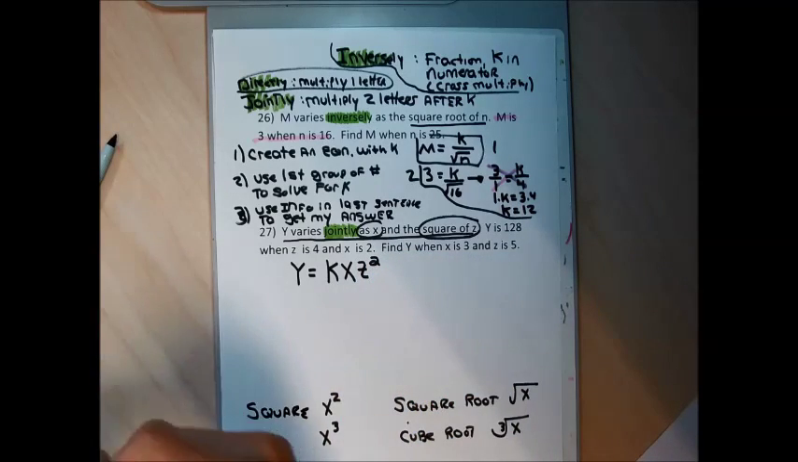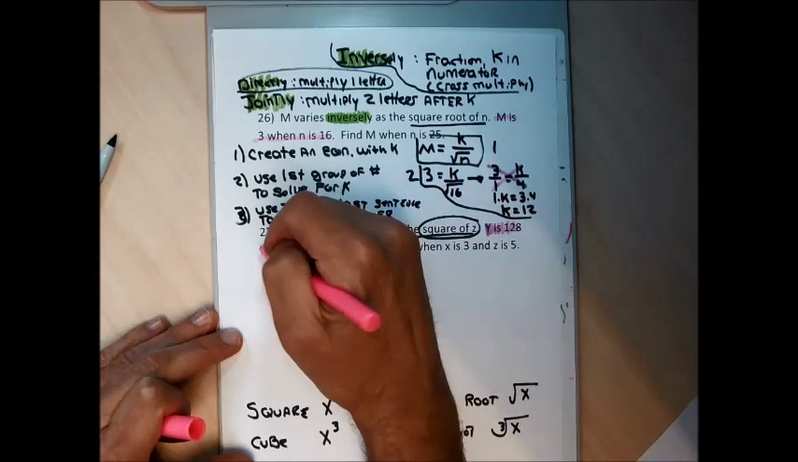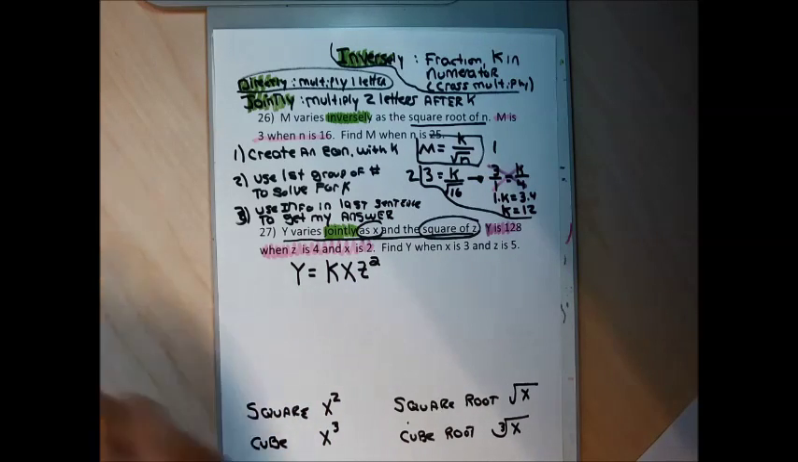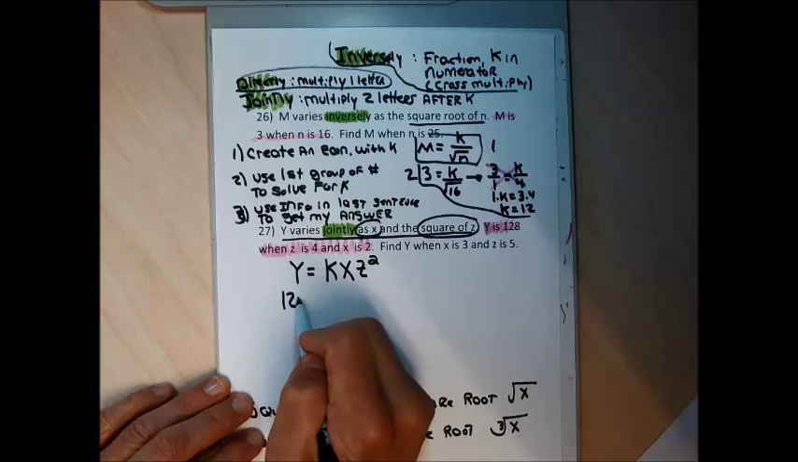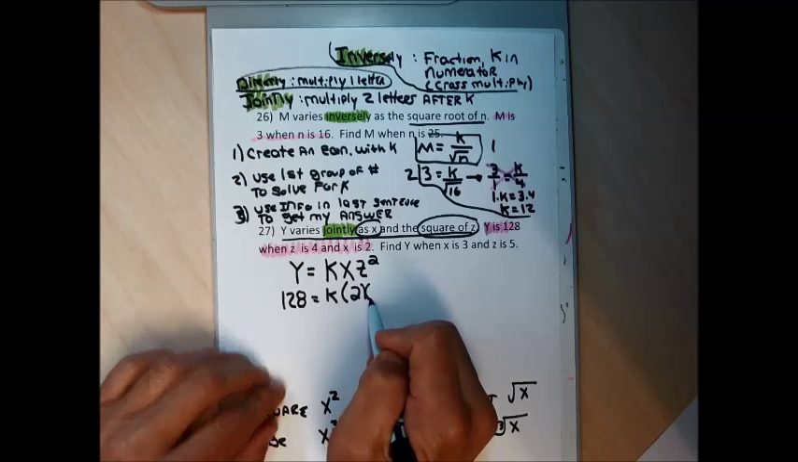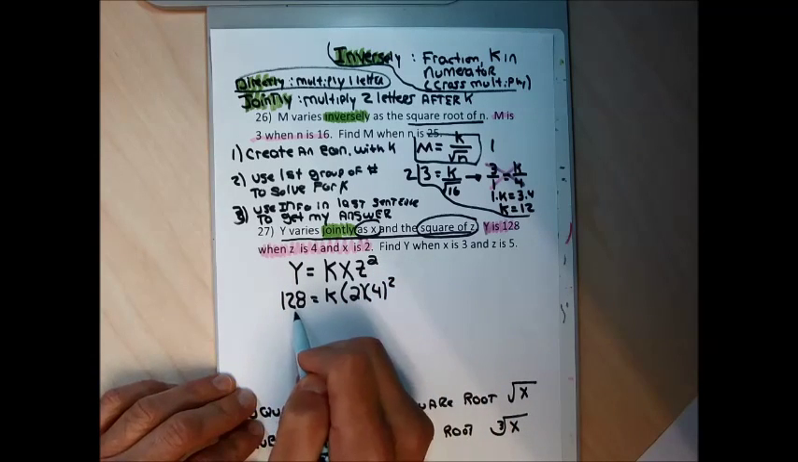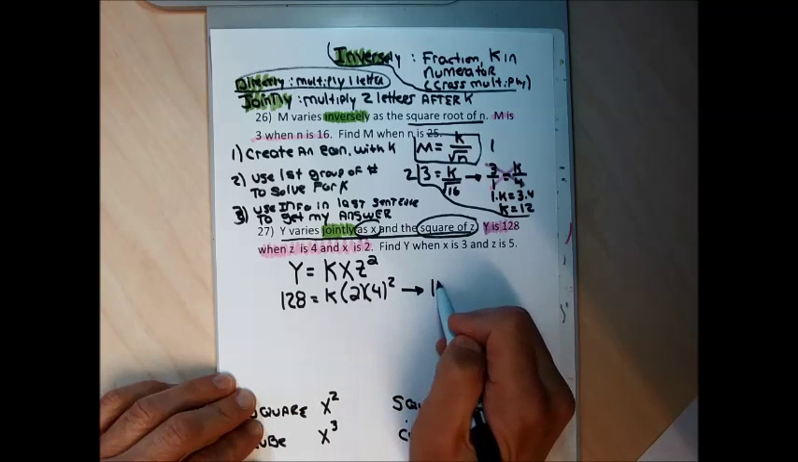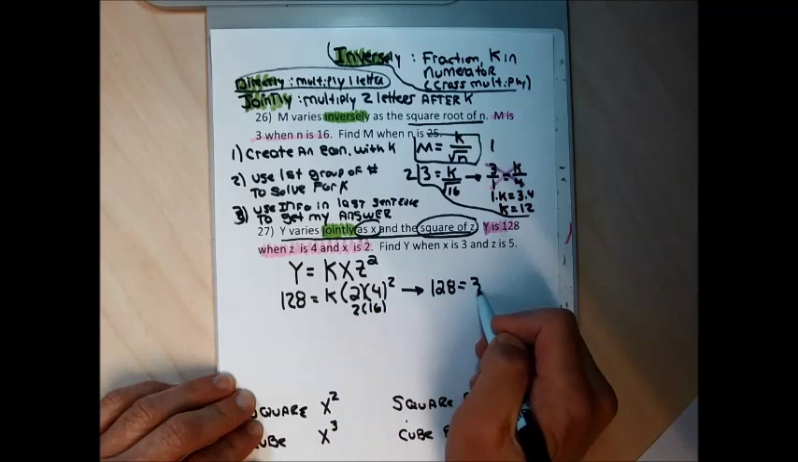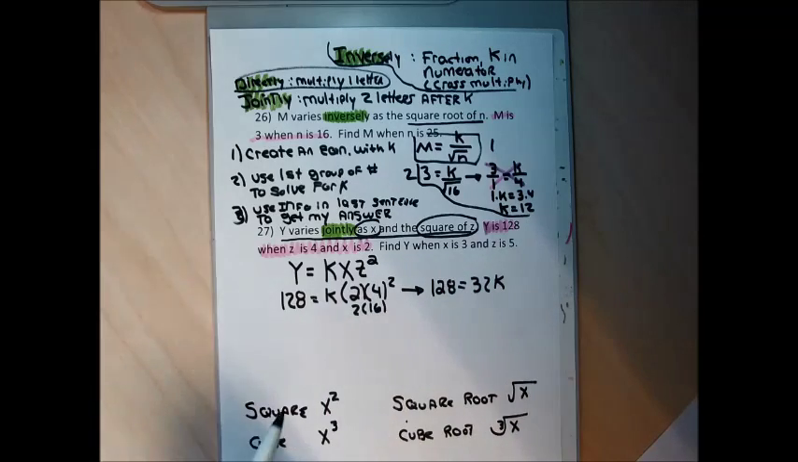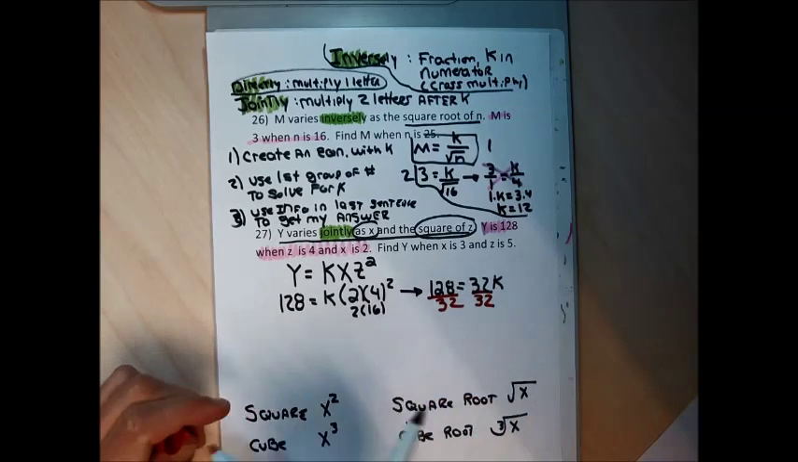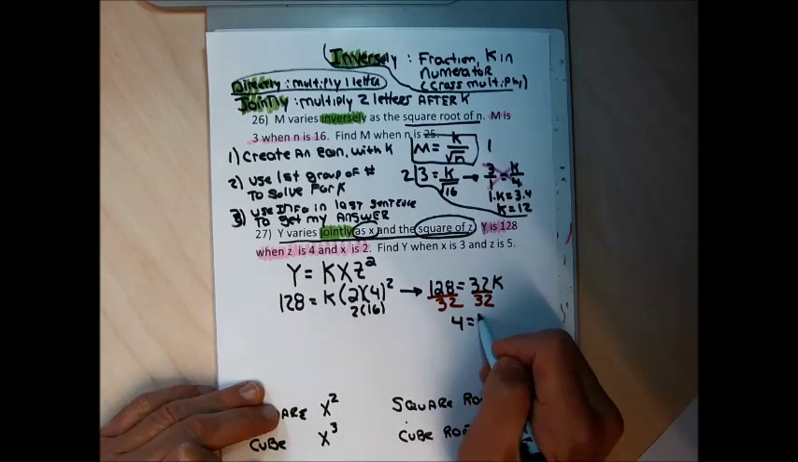Done with the first sentence, move on to the second sentence. The second sentence gives me numbers to plug into the equation and enough numbers that I can solve for k. So I'm going to plug 128 in for y. I'm going to leave the k alone. I'm going to plug in 2 for x and 4 for z. And then I'm just going to solve this. I'll solve it this way to save some room. This is going to give me 128 equals, and then this is 2 times 16, so it's going to equal 32k. And then I'll divide both sides by 32. 128 divided by 32 is 4. And on the right-hand side, I have my k.